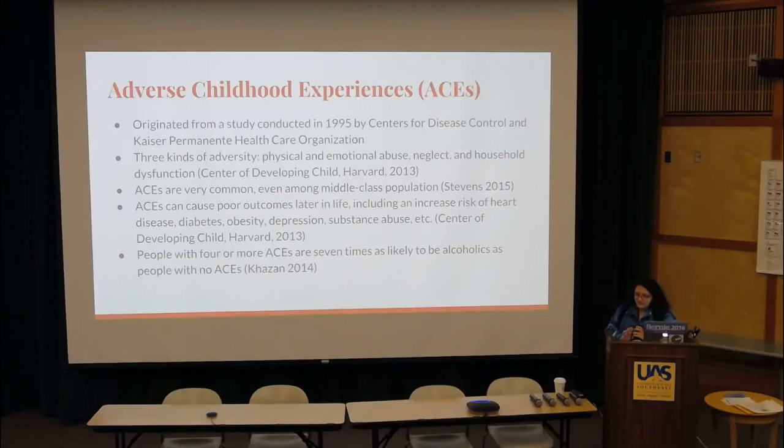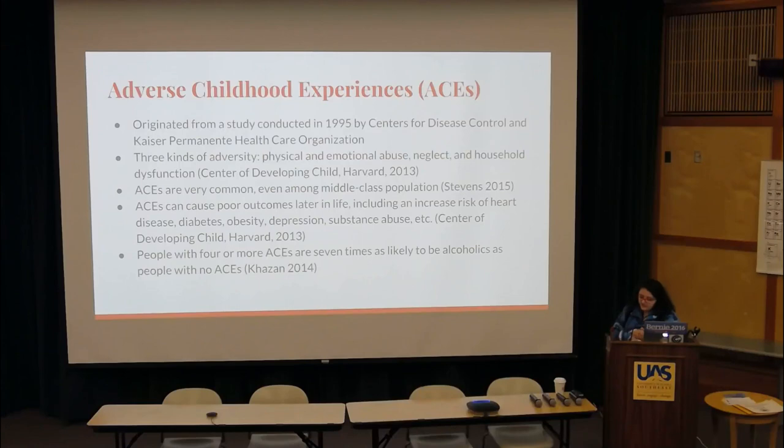I'm going to read a couple of questions that are in the ACE test, if you haven't taken it yourselves. So I have two. One question is, before your 18th birthday, did a parent or another adult in the household often or very often swear at you, insult you, put you down, or humiliate you, or act in a way that made you afraid that you might be physically hurt? So that's one question that people have to answer.